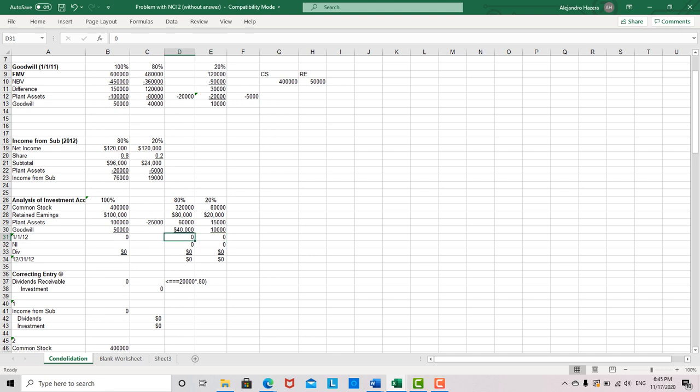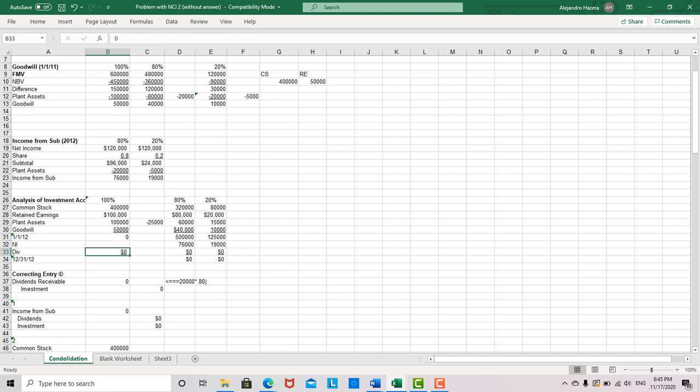Okay, so let's go ahead and sum these up. So your beginning investment balance was $500,000, and your beginning non-controlling interest was $125,000. Okay, now in order to update them for the year, we have to add the net income for each, and we have to take out the amount of dividends for each.